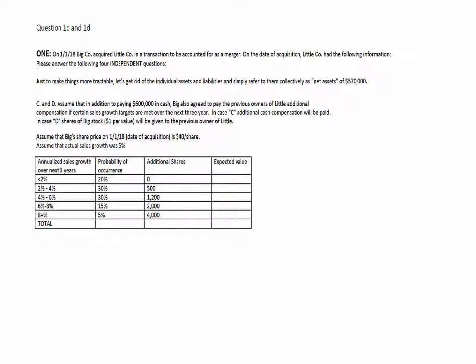First, we have to figure out what's the expected number of shares. Again, for each possible outcome, we multiply the number of shares that would be issued times the probability of that occurring. So a 20% chance of 0 shares for an expected value of 0, a 30% chance of 500 shares for an expected value of 150 shares, and so on down the line. We add it up and get 1,010 shares, and at $40 apiece, those will be valued at $40,400.